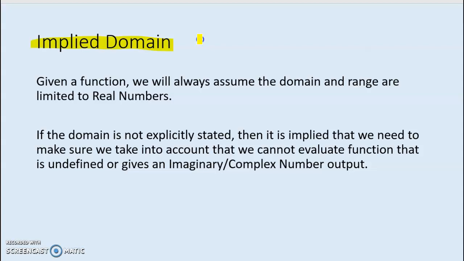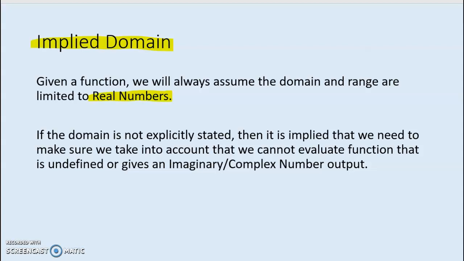So we'll go through this. It's quite wordy in the beginning, but hopefully the examples I do will help you out. Given a function, we will always assume the domain and range are limited to real numbers. We're trying to relate these to graphs and inputs and outputs, and our XY graph system is limited to real numbers, not imaginary, not complex. So if the domain is not explicitly stated, then it's implied that we need to make sure that we take into account that we cannot evaluate a function when it is undefined or gives an imaginary or complex number output.